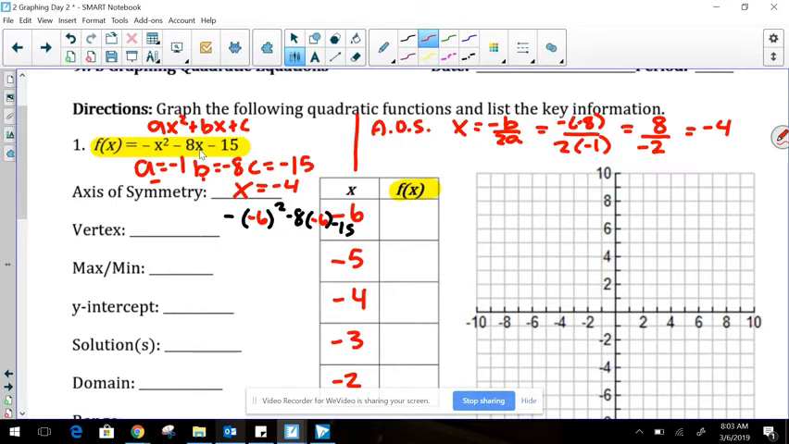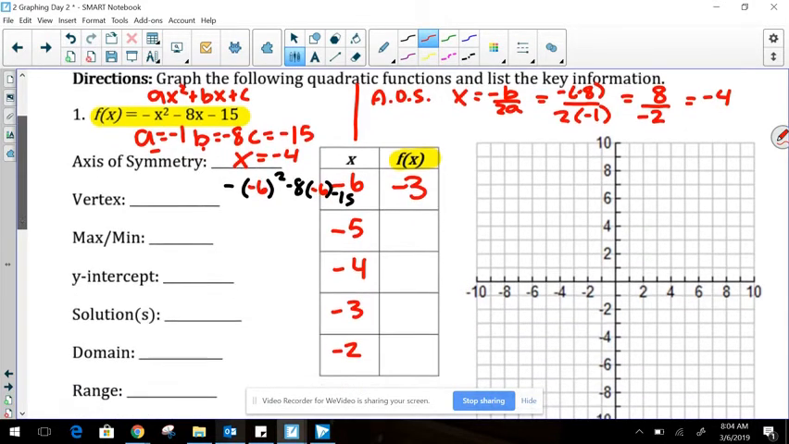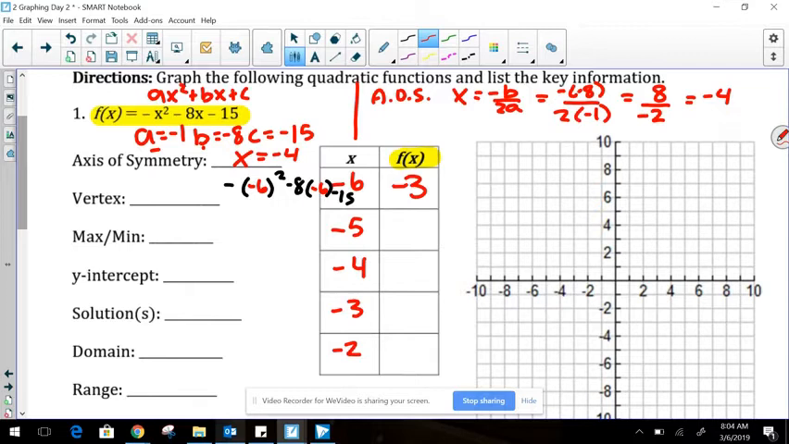So in your calculator, you're going to type this in exactly: negative sign, parentheses, -6, parentheses, squared. And then enter -8 times -6 minus 15. When you do that, you should get -3. That's probably the hardest part, making sure you type it in correctly. If you want to check, you know from yesterday that your bottom row of the table should match.